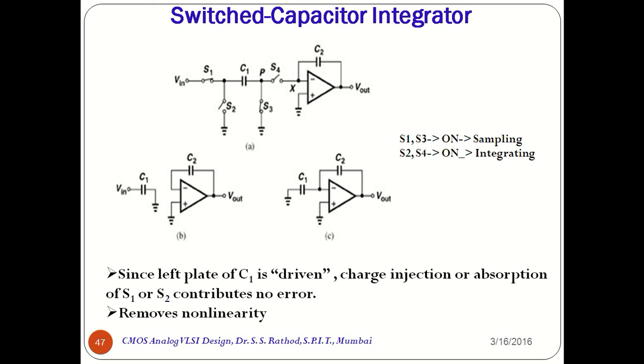Therefore, this is our modified circuit. We can call it a parasitic insensitive integrator. In this case, when switches S1 and S3 are on, it is in sampling mode, and when S2 and S4 are on, it is in integrating mode. Figure B is for the sampling mode, figure C is for the integrating mode. Since the left plate of C1 is driven, the charge injection or absorption of S1 or S2 contributes no error, and it removes the non-linearity.